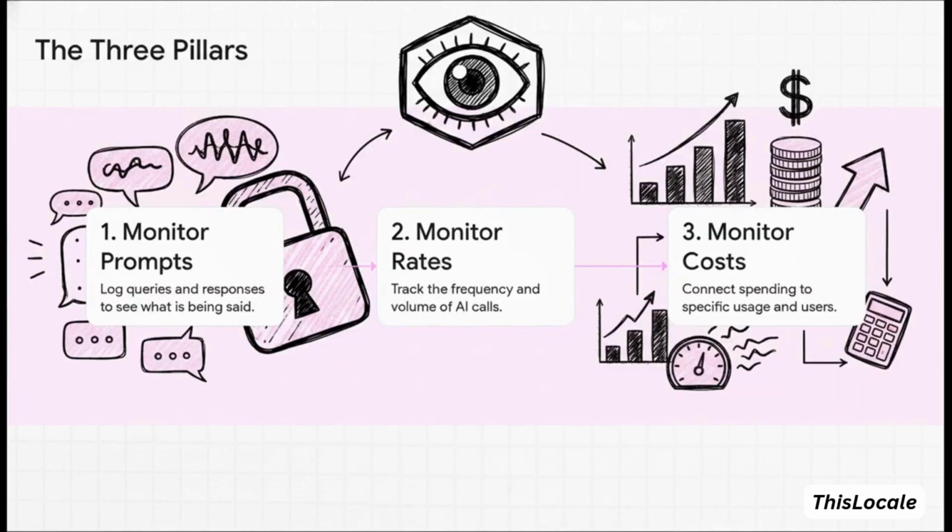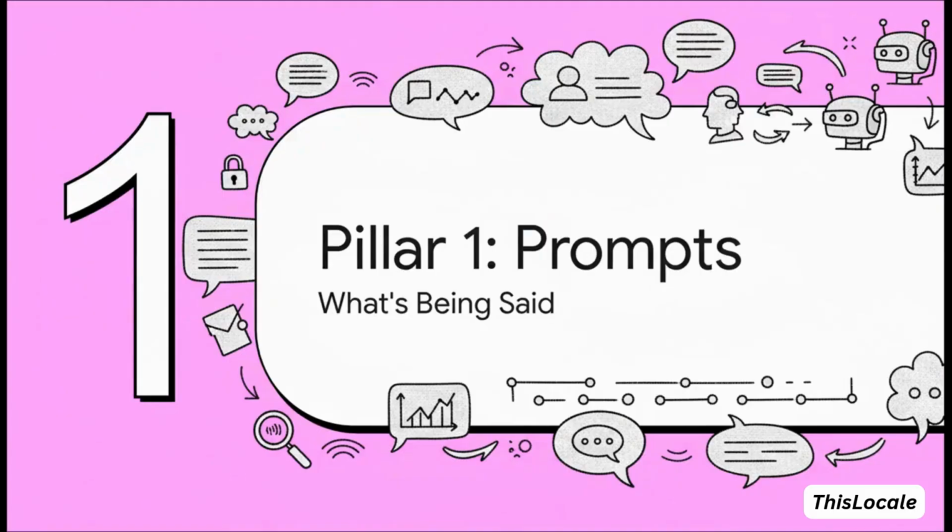So how do we close that blind spot? Well, the solution is actually a surprisingly simple but really powerful framework, the 3 pillars of AI monitoring. All we need to do is monitor the prompts, monitor the rates, and monitor the costs. If you get these 3 things right, you get the visibility you absolutely need to secure your AI. So let's kick things off with Pillar 1, monitoring prompts.